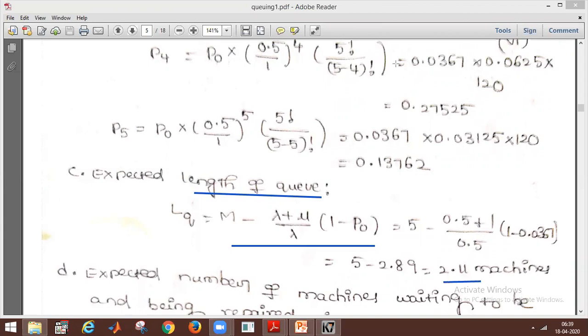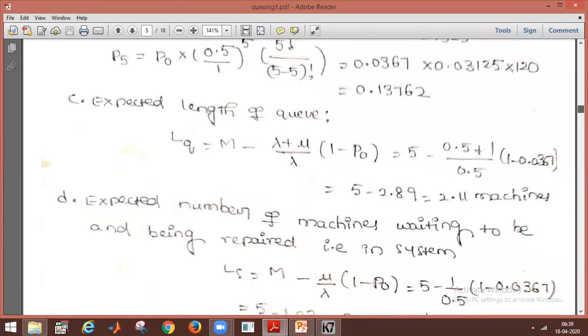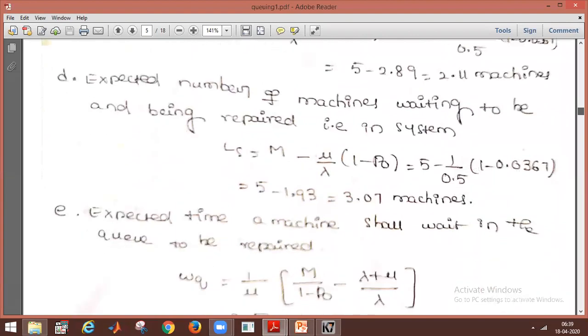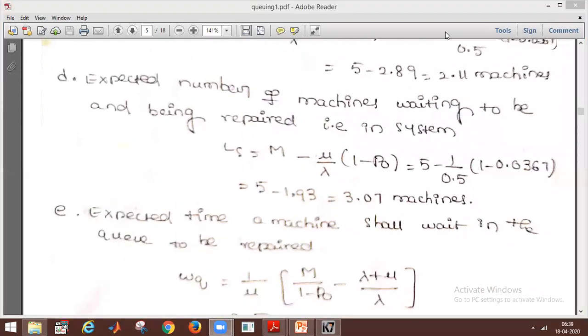Okay, so next will be asked the expected number of machines waiting and being repaired in the system. So in the system means we have to use the formula L of S is equal to m minus (mu by lambda) into (1 minus P naught). So we will get 3.07 machines. This is the expected number of machines waiting and being repaired in the system.